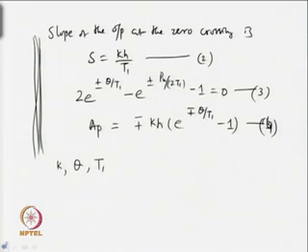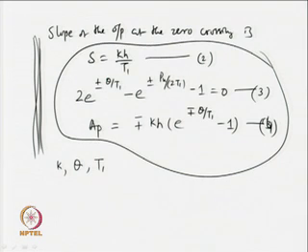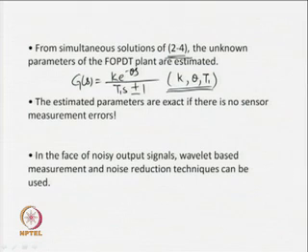Now, one needs to solve the 3 equations simultaneously, because all the 3 parameters are found in all the 3 expressions, so to say. So, that way simultaneous solution of the 3 nonlinear or linear equations is required to estimate the 3 unknowns. Now, the estimated parameters are exact. You will find exact estimation provided there are no sensor measurement errors.